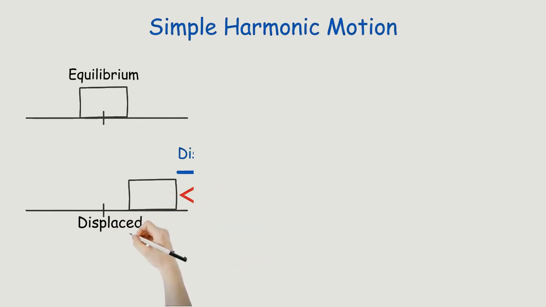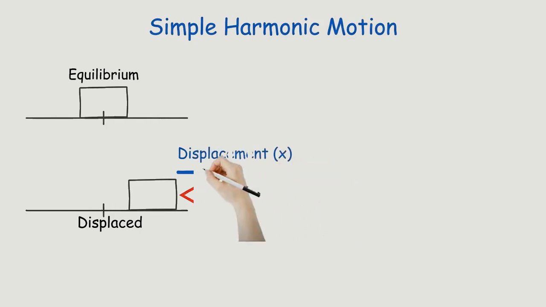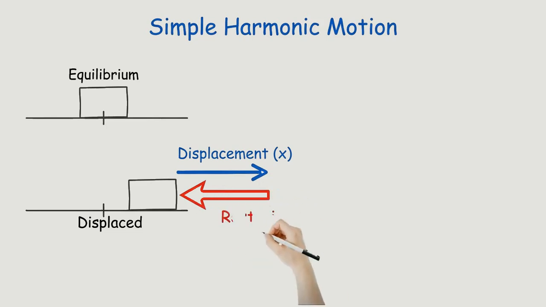If the object is exactly there, nothing happens. No net force, no acceleration. But move it slightly to the right and the acceleration points left. Move it to the left and the acceleration points right. The direction always points back toward equilibrium, and the size of the acceleration grows in direct proportion to the displacement.